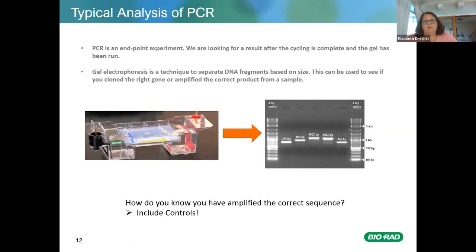And how do you know if you've amplified the correct sequence? You don't always know, but it'd be great to include controls. And so a negative control is always important, and positive controls, if you have them, are very helpful in figuring out what happened when you don't see the result you were expecting.